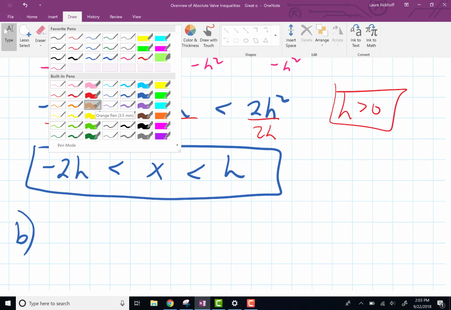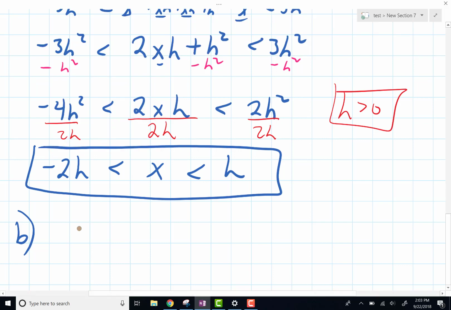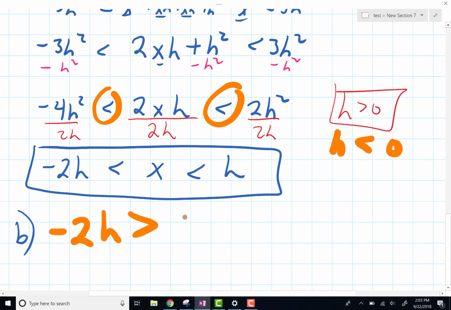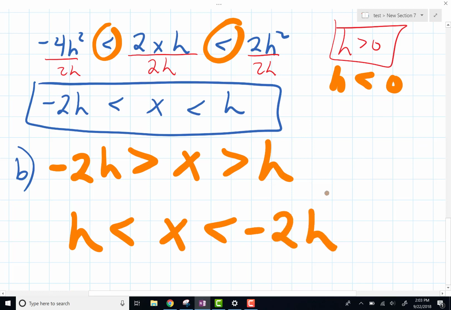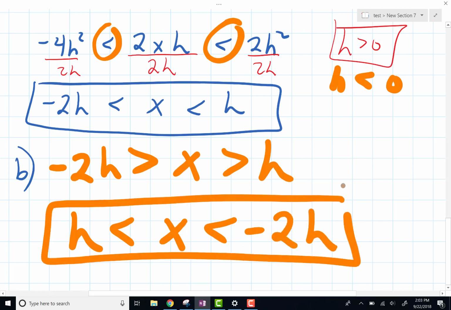So for part B, if h is less than 0, then these inequality signs would flip. So you'd have negative 2h is greater than x is greater than h, because you're dividing by a negative and then everything is backwards in the negatives. So you can keep your answer like this, or usually I like the less than, so I'm going to reverse it, that h is less than x is less than negative 2h. And that hideous thing is your answer.